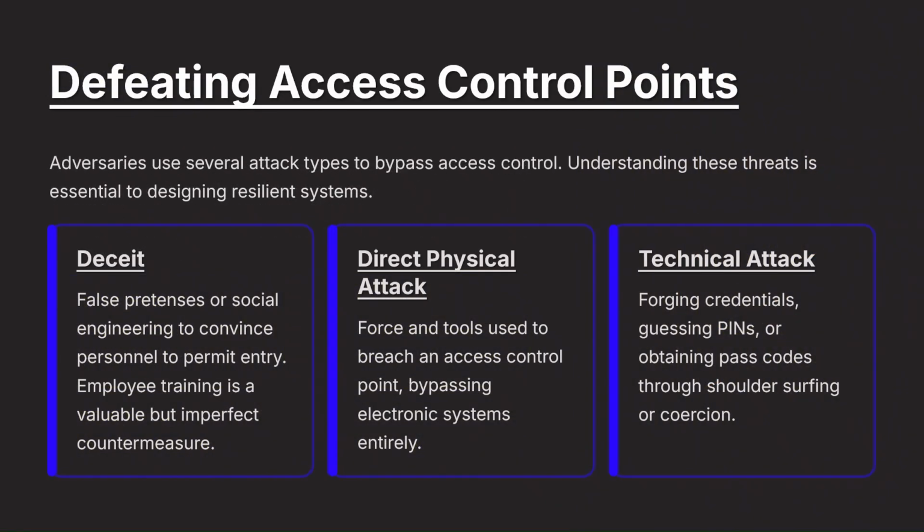Adversaries may attempt to bypass access controls using different methods. Deceit includes social engineering and impersonation. Direct physical attacks involve force or tools to breach barriers. Technical attacks include credential forgery, hacking, or exploiting system weaknesses. Understanding these attack methods is essential for designing stronger, more resilient access control systems and implementing effective countermeasures.